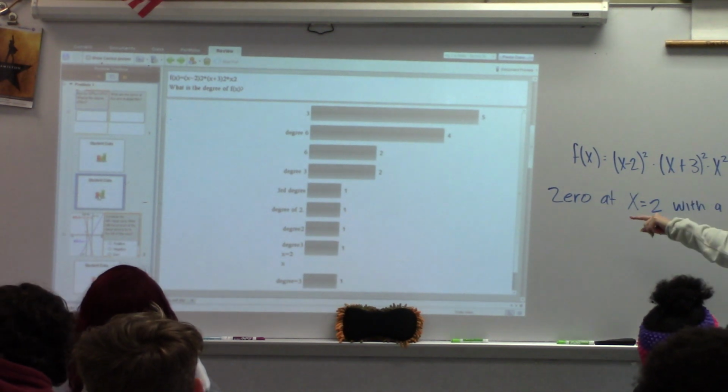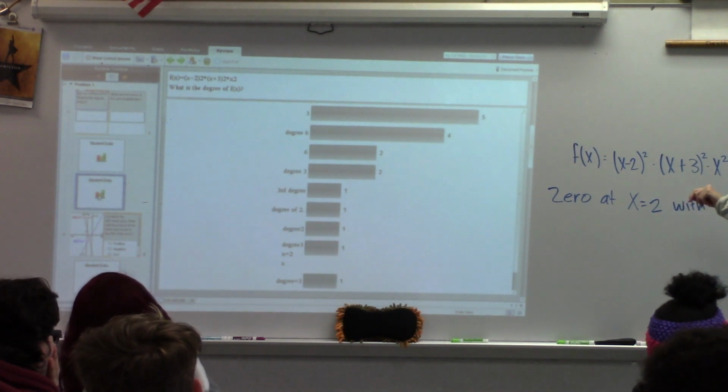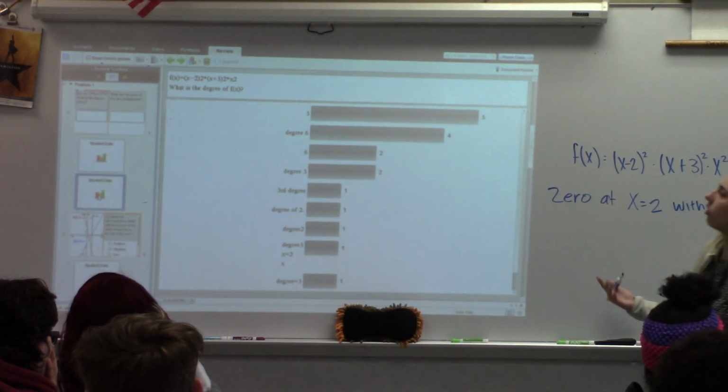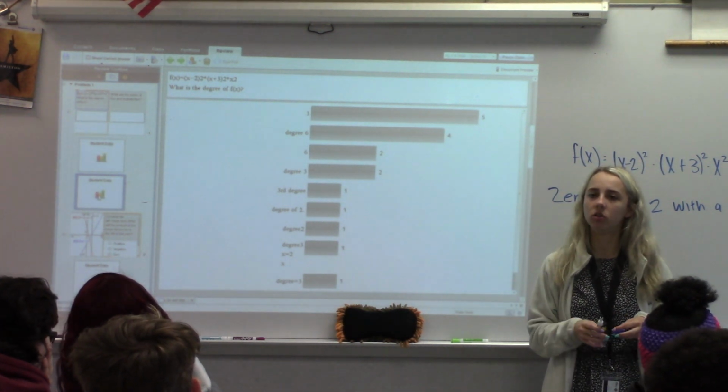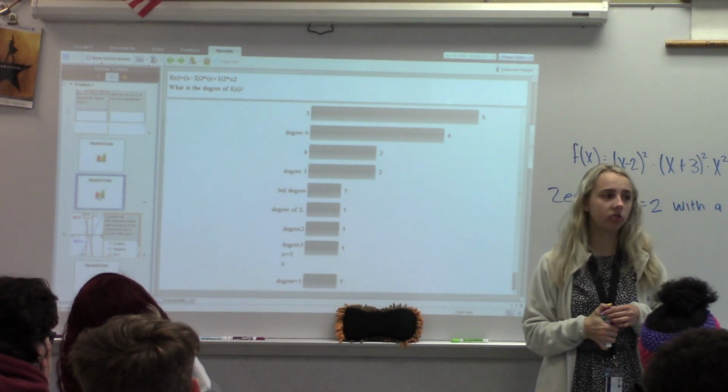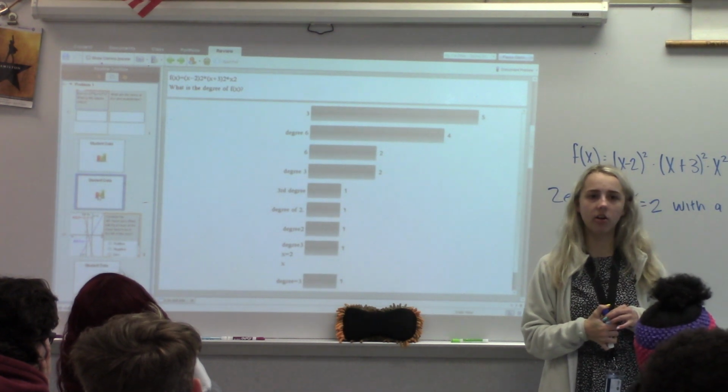And this kind of gets into that second question that you've answered about what the zeros are and what their multiplicities are. Okay, so what degree is this function? 6. Okay, degree 6. Does everybody see that?